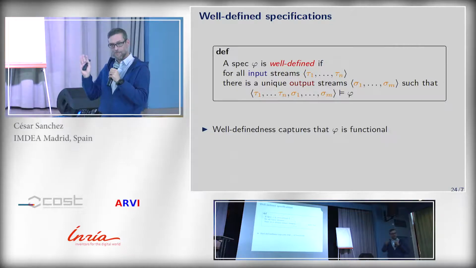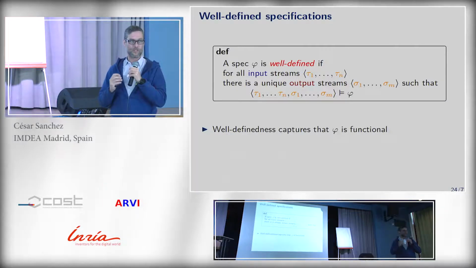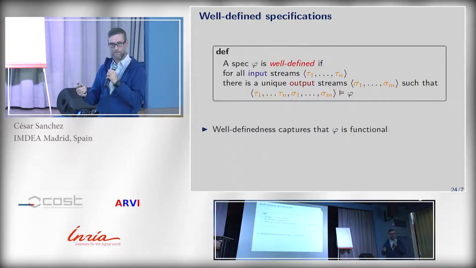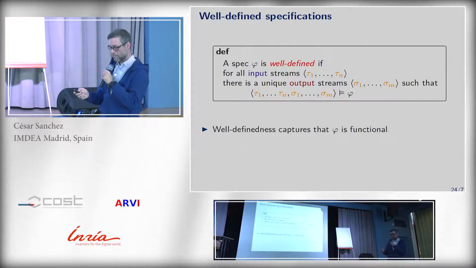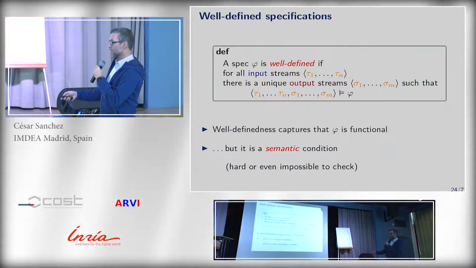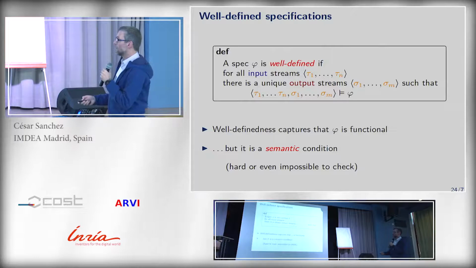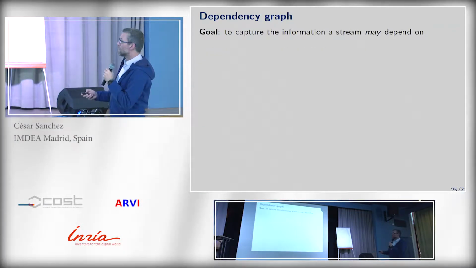Well, this is pretty bad. I give you a spec, and before you even start thinking about an algorithm to monitor it, you cannot even check whether it's going to be functional. So this is pretty bad, right? So well-definedness is a semantic condition that is hard or even impossible to check in general if you go to rich domains. Oops. So what can we do?